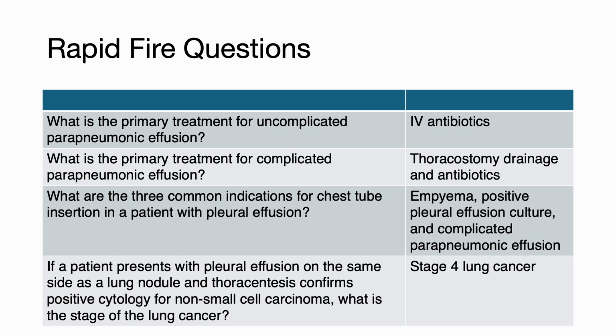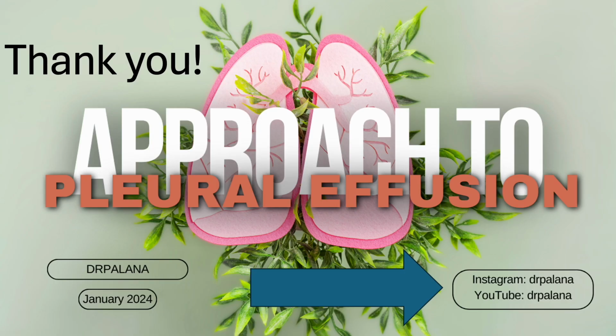If a patient presents with pleural effusion on the same side as the lung nodule, and thoracentesis confirms a positive cytology for non-small cell carcinoma, what is the stage of that lung cancer? Stage 4 lung cancer.